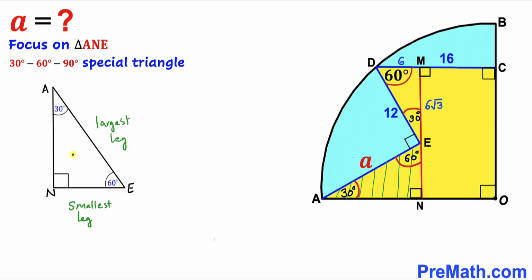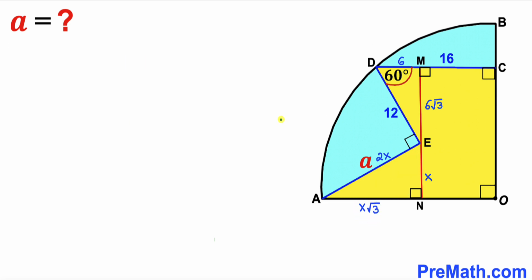Here I have copied down right triangle ANE. Let's assume that our smallest leg is x units. Then our largest leg is going to be 2x, and the third leg is going to be x times square root of 3, since we are dealing with this special triangle. So the smallest leg is x, the largest leg is 2x, and the third leg is x times square root of 3.